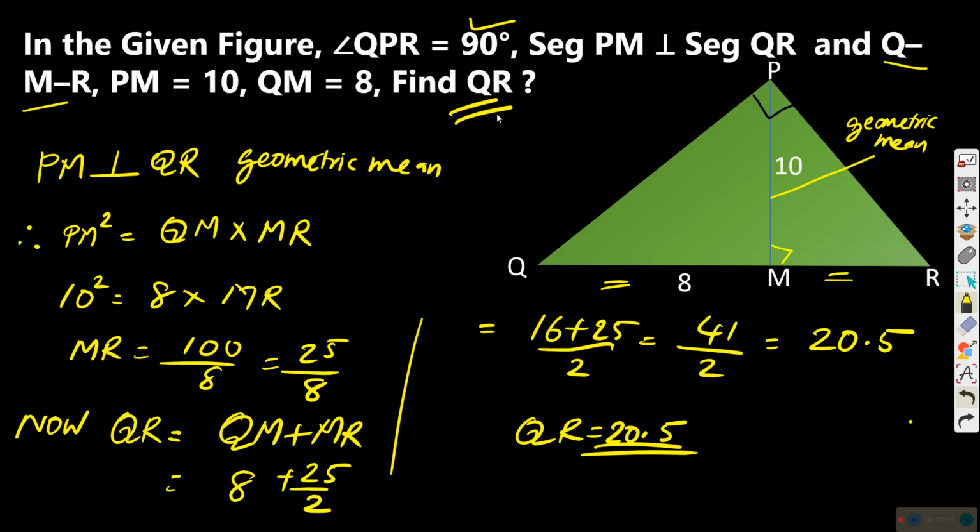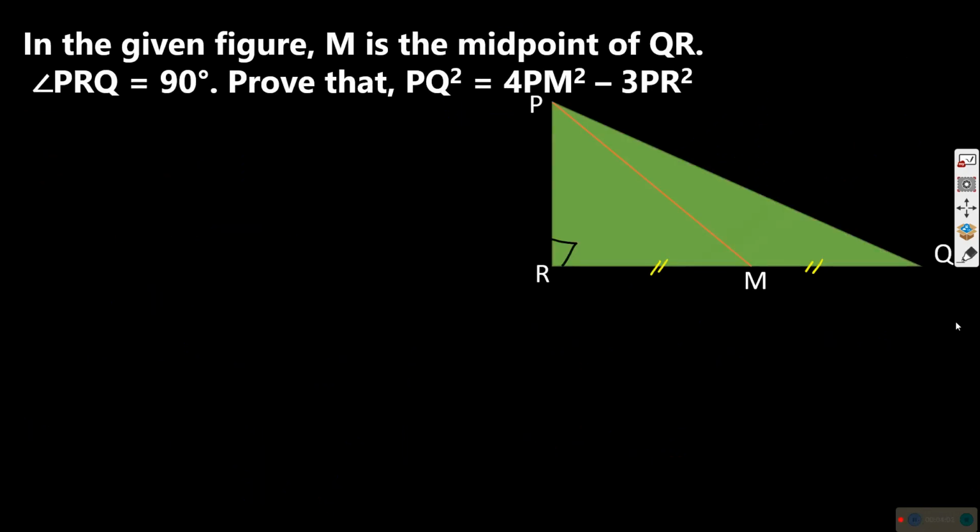So we applied the concept of geometric mean in order to find out QR. Okay, that is this particular sum. We will move to another sum now.